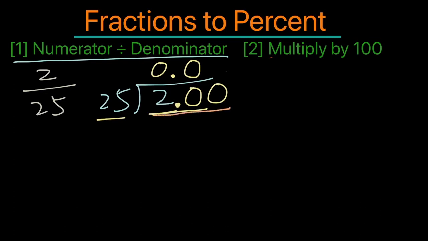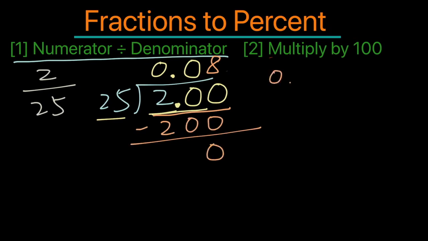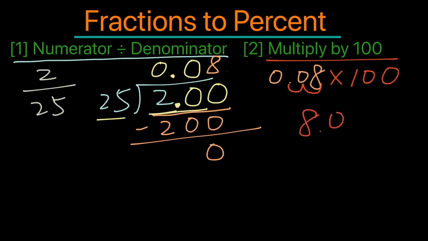Now we have 200 divided by 25. And we can put 8 because 8 times 25 is 200. So that equals 0, and that's our answer at 0.08. And then we'll do the second step, which is multiplying by 100. Again, we're moving the decimal point 2 places to the right, and that will give us 8% as the answer. So this means that 2 over 25 equals 8%.